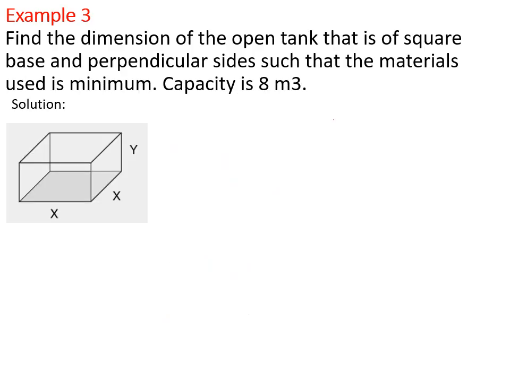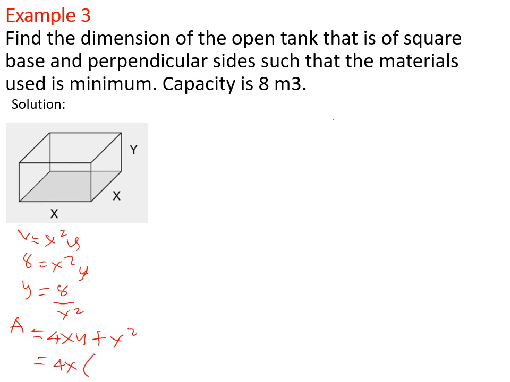Find the dimensions of the open tank with a square base and perpendicular sides, such that the material is minimum. Capacity is 8 cubic meters, so you have the solution. Volume equals x squared y, then 8 equals x squared y, so y equals 8 all over x squared. So area equals 4xy plus x squared, equals 4x times 8 all over x squared plus x squared.